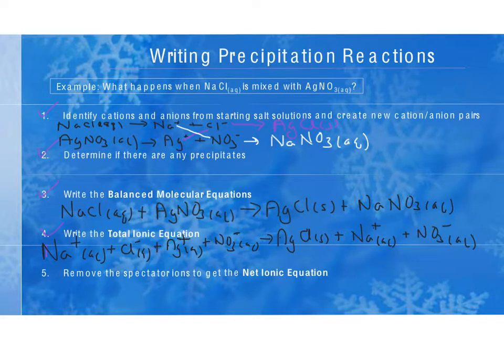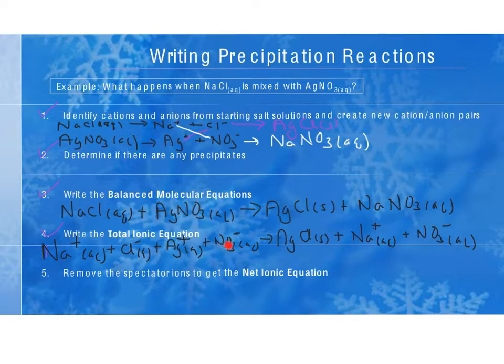So we've completed this step right here, and so now we're just going to go on to the last step, which is to remove our spectator ions. Remove spectator ions to get the net ionic equation. So the spectator ions are just the things that are the same on both sides of the equation. So look, you have an Na+ here and an Na+ here. They cancel each other out. It's just like having a +2 on each side of a math equation.